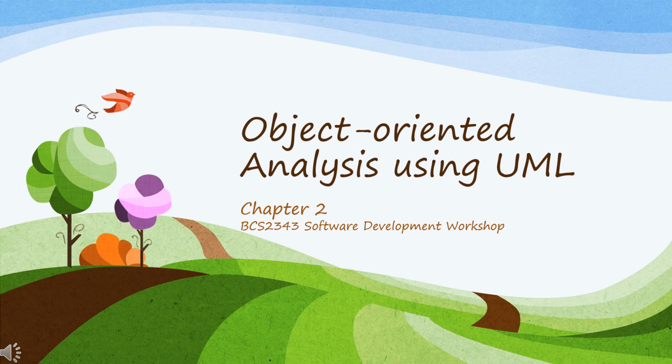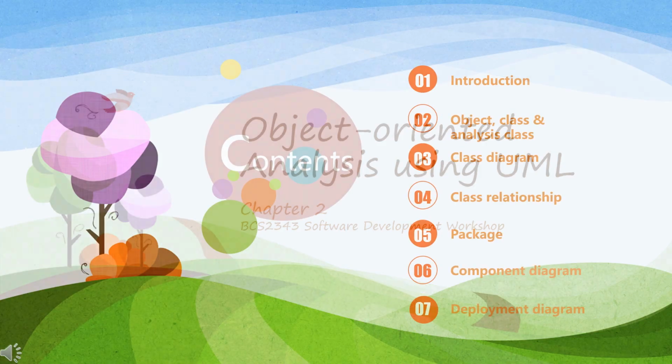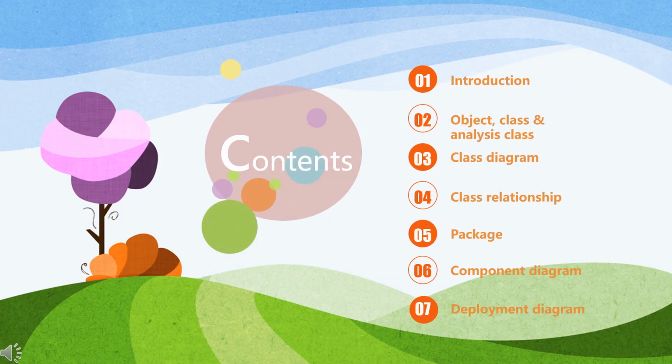Welcome to the second chapter in Software Development Workshop. The second chapter is about object-oriented analysis using UML. This chapter is divided into 7 subchapters which are Introduction, then followed by Object, Class and Analysis class. After that is Class Diagram, then Class Relationship, then followed by Package, component diagram, and the last one is deployment diagram.